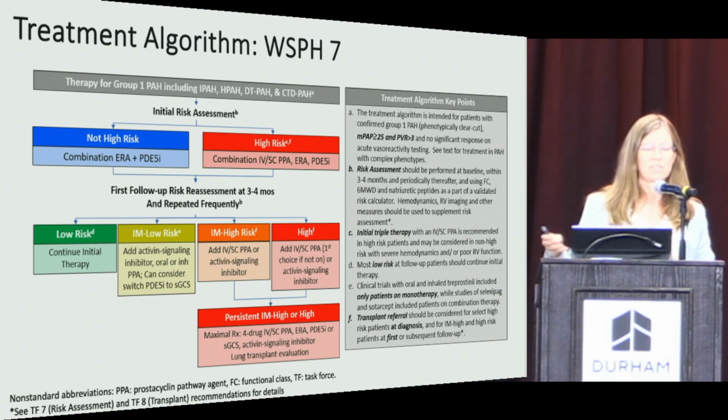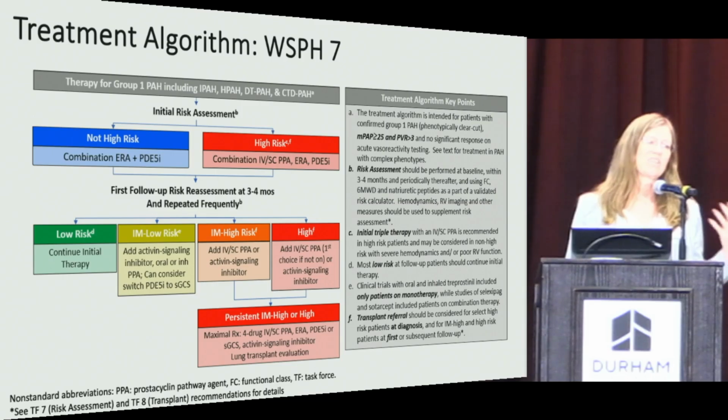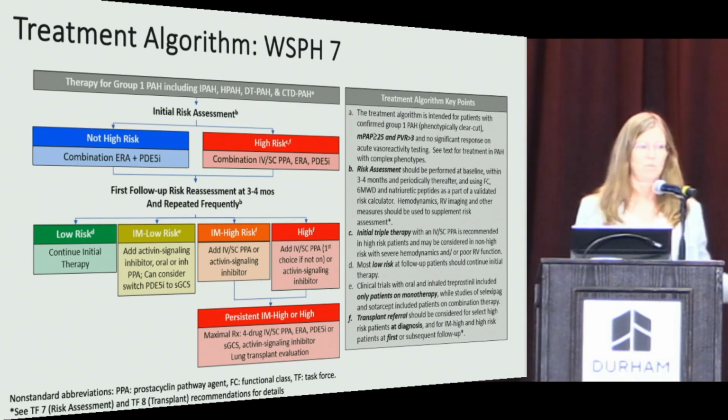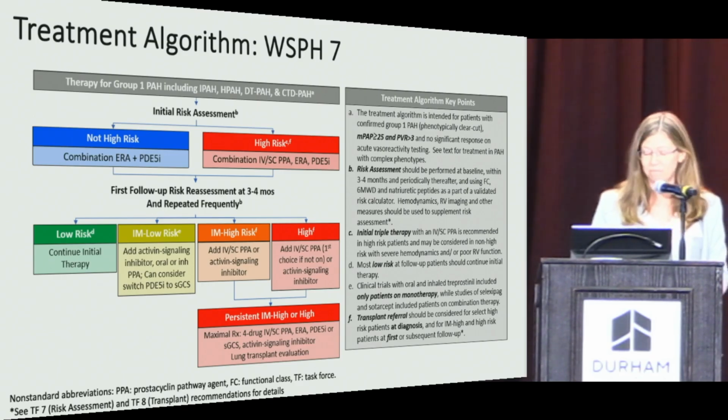However, at the very top, this algorithm is intended for patients who have phenotypically fairly straightforward PAH. For the really complicated patients, we're increasingly recognizing that some of those don't have PAH at all and shouldn't be treated with monotherapy or PH therapy in any way. So get the diagnosis right from the beginning. But the patients that do have more phenotypically clear-cut PH should be treated following the algorithm.